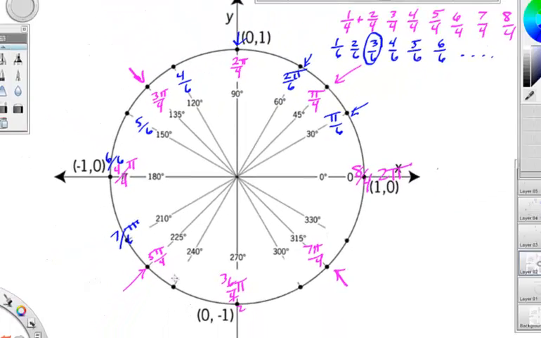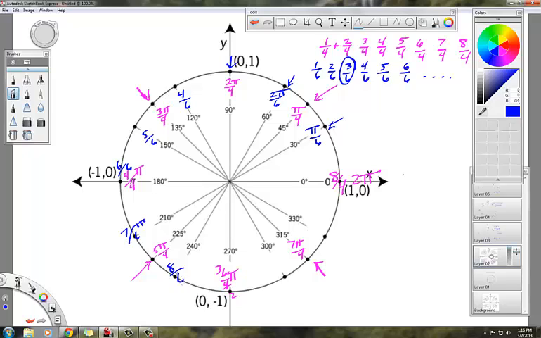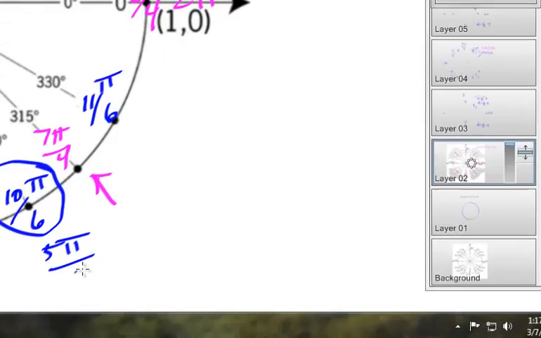You skip the 45s. This would be 8/6, 9/6, 10/6, 11/6. And you just stick pi on the top of each one and reduce if you need to. A lot of them you will, like this one right here, for example. I'll just do that just for example. This is reducible by 2. Reducible is not a word, by the way, but you can reduce this by 2, and it would be 5 pi over 3.